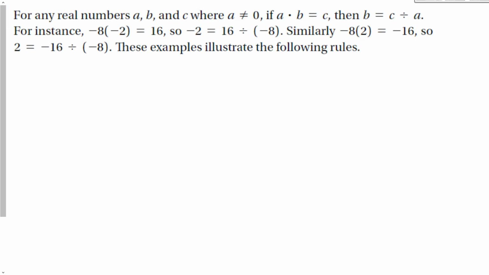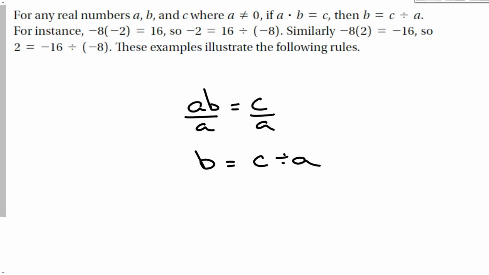Okay? So for any real numbers a, b, and c, where a is not 0 and a times b is equal to c, then b is equal to c divided by a. Right? If we look at that as an equation, a times b is equal to c. If I divide both sides by a, we get that b is equal to c divided by a.